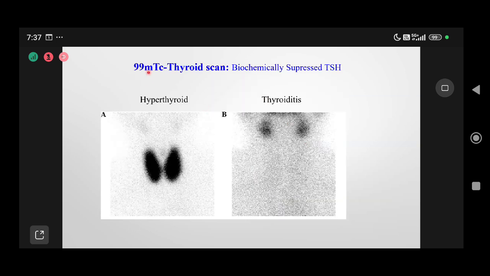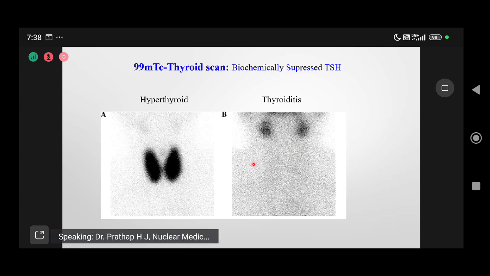This is the image of the technetium thyroid scan. This scan is done to differentiate between hyperthyroidism and thyroiditis, because in some cases there might be biochemical overlap. In hyperthyroidism, we can see diffusely increased tracer uptake in the thyroid gland. These are the salivary glands, and this is the thyroid gland. In thyroiditis, there will be no thyroid uptake, and only the salivary uptake will be there over here.